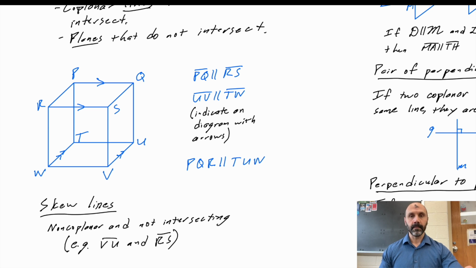Okay, what about two lines that are not in the same plane and they don't intersect? So for example, VU and RS, right? Two lines like that, they don't intersect with each other and they're not in the same plane. It's not parallel, they're called skew. So every pair of lines, either they intersect, they're parallel, or they're skew. Those are the only three options for lines and line segments.